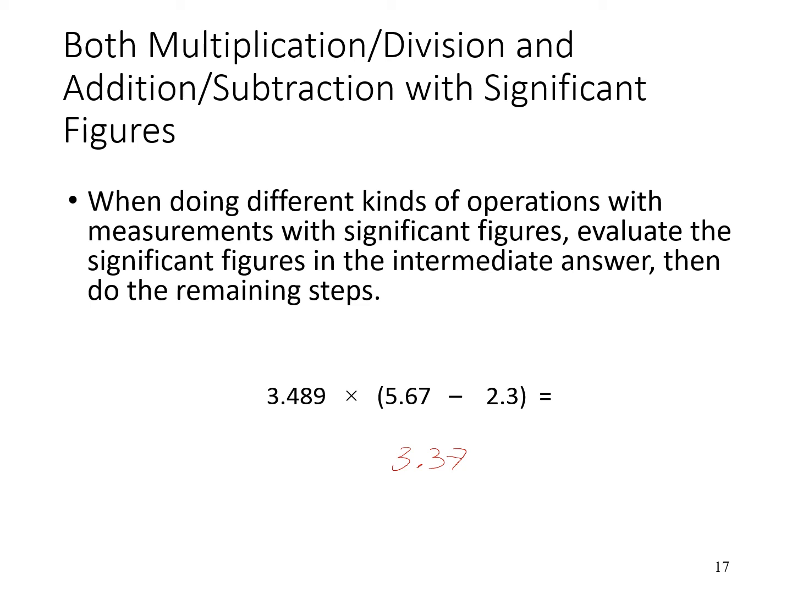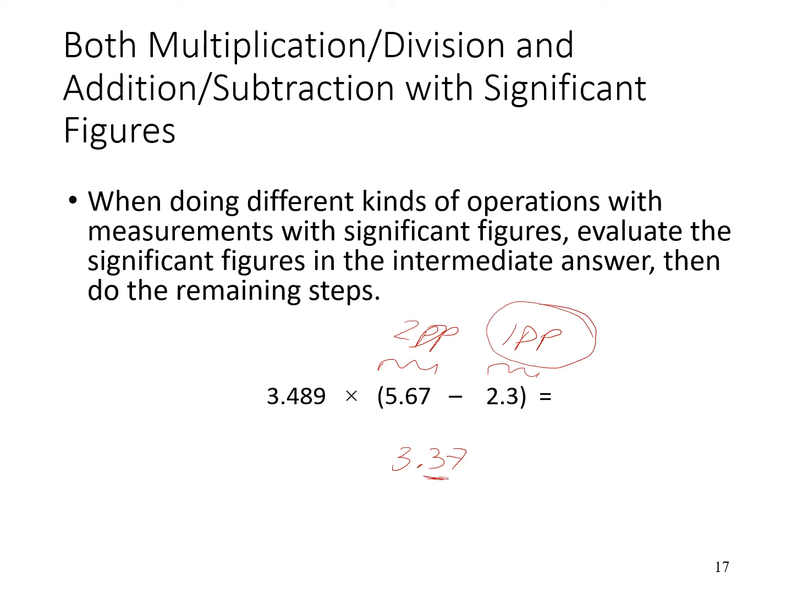Now, how many sig figs should this have if I'm just solving the parentheses? If you were doing this separately, this is a subtraction question, so we are going to go by decimal places. The first number has 2 decimal places, right? The second number has 1 decimal place. So what should our final answer have? Our final answer should have the fewest number, which is 1. So it should end right here.